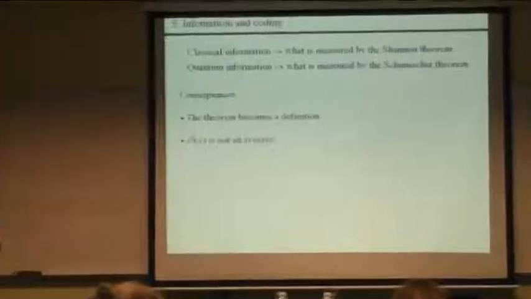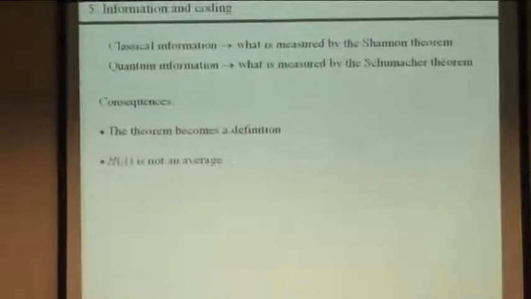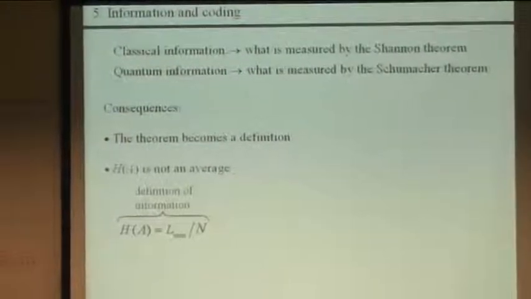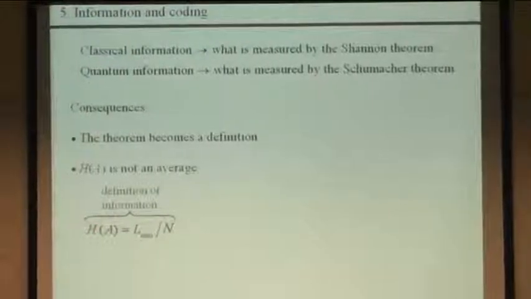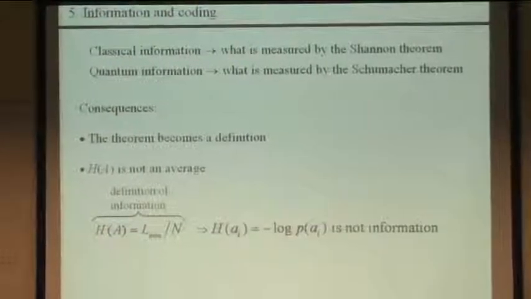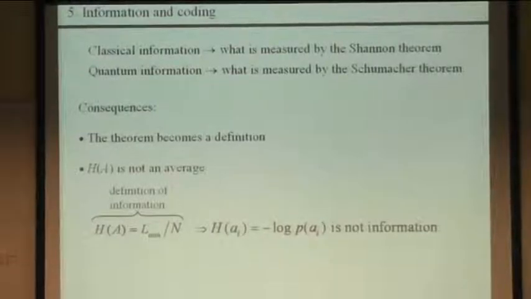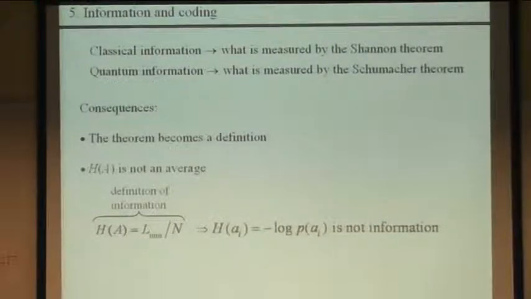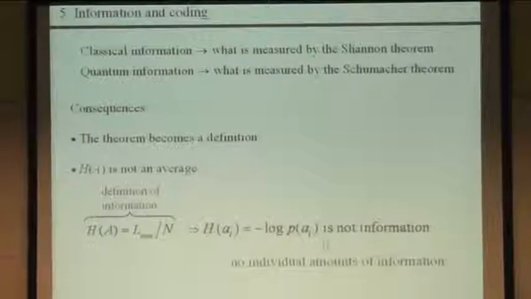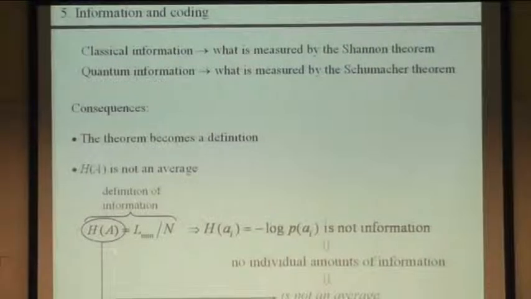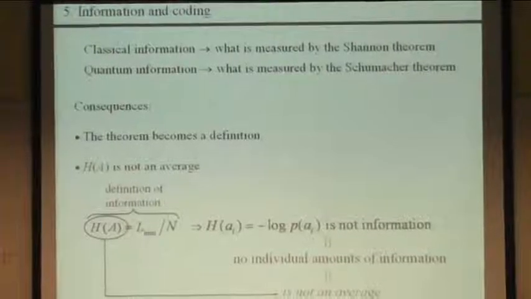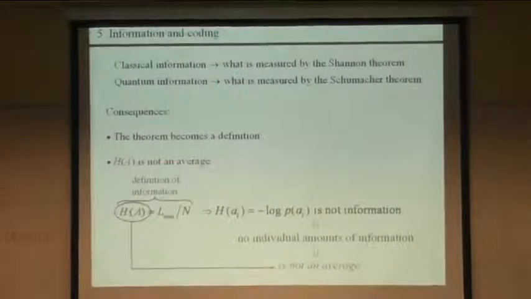On the other hand, this would not be an average, because if this is the definition of information, there are no individual amounts of information. So we have no individual amounts, because this is not covered by the definition now given by the theorem, and this is not an average. So we have to renounce that point.